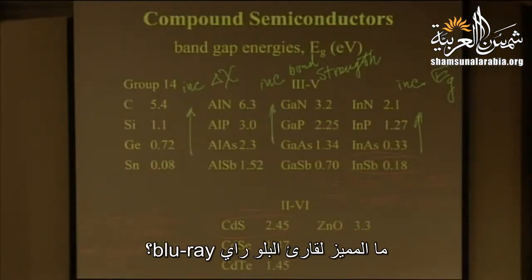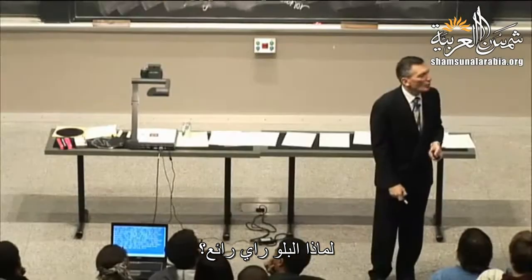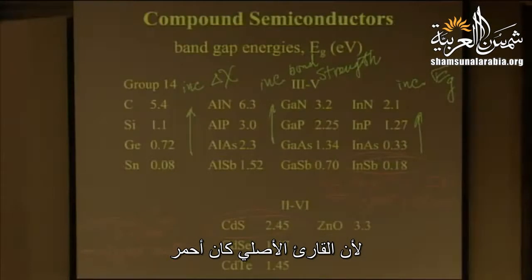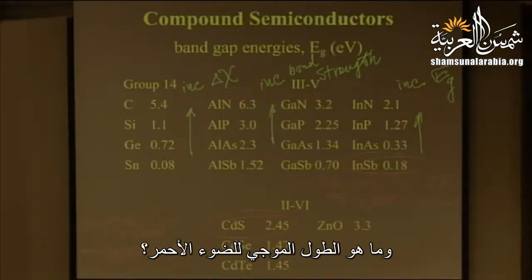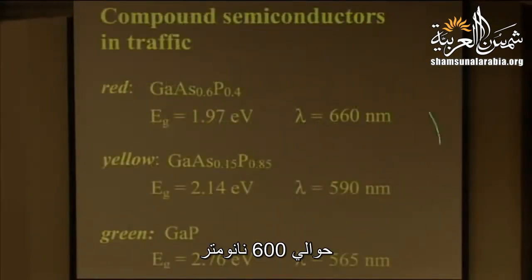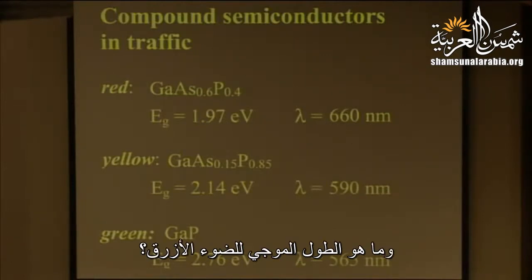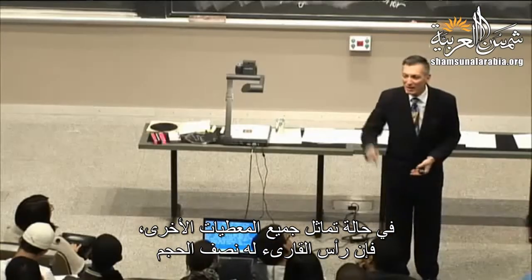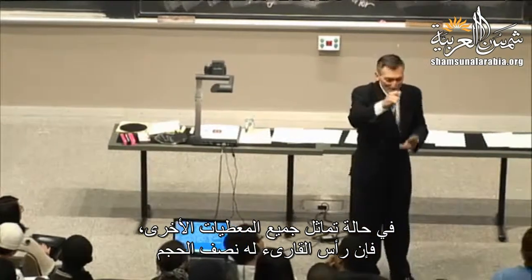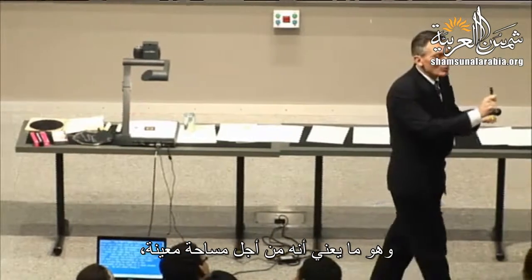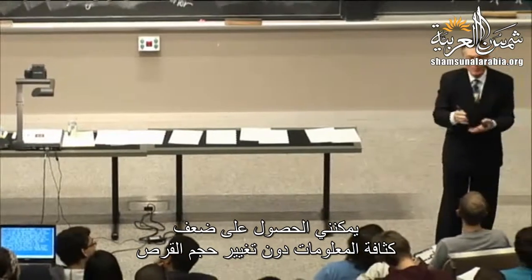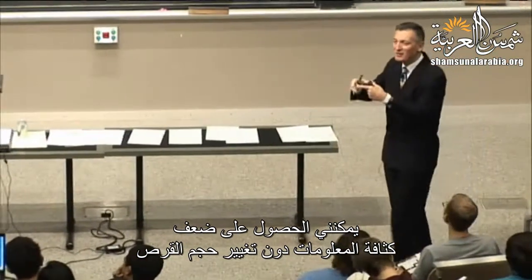What was the big deal about Blu-ray? Why is Blu-ray so cool? Because the original reader was red. And what's the wavelength of red light? Red light is around 600 nanometers. And what's the wavelength of blue light? It's down around 300 nanometers. So all other things being equal, my stylus is half the size, which means for a given area, I can get double the density of information without changing the size of the disk.